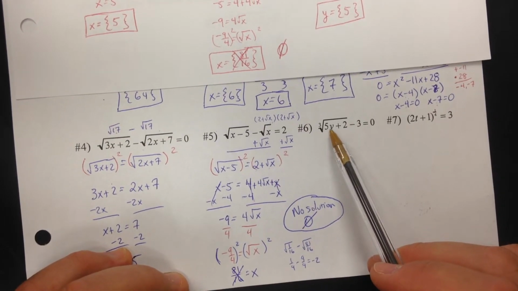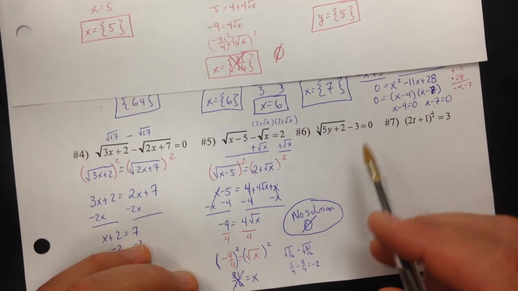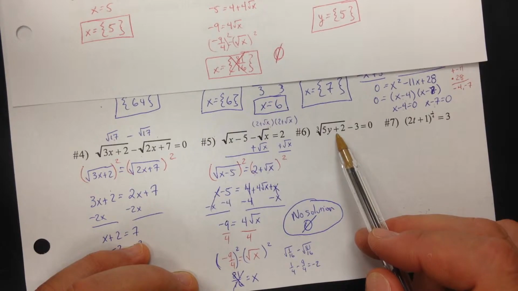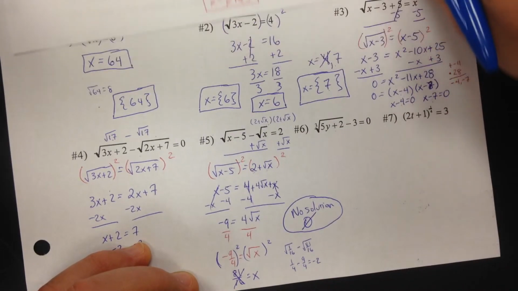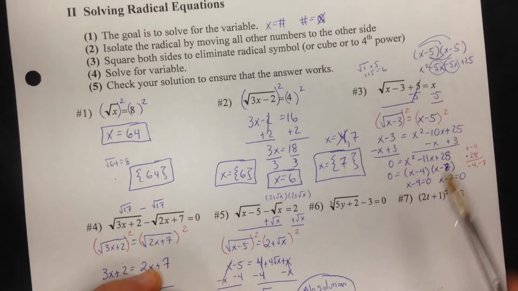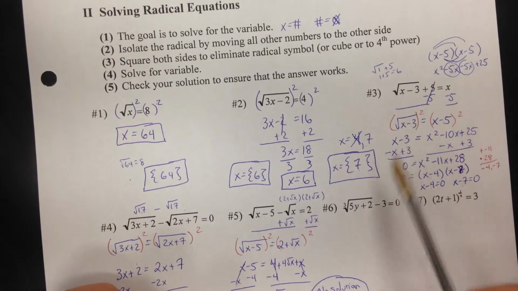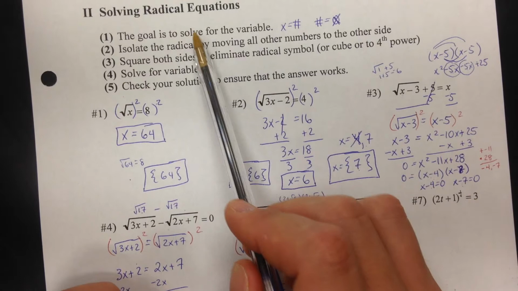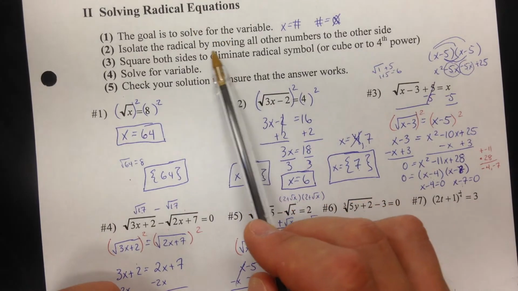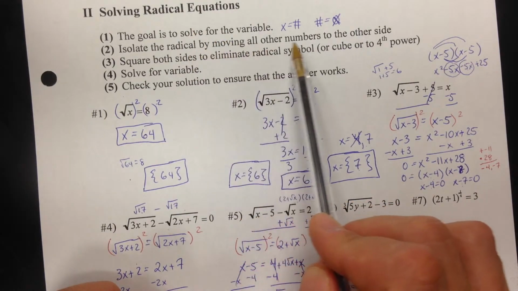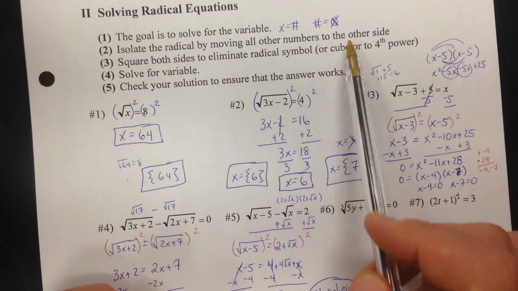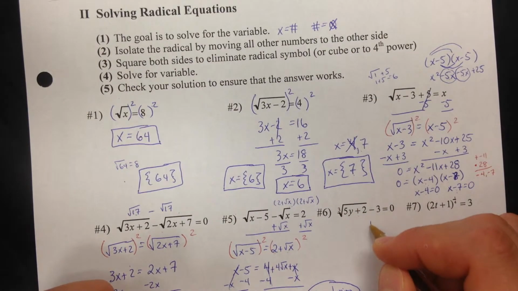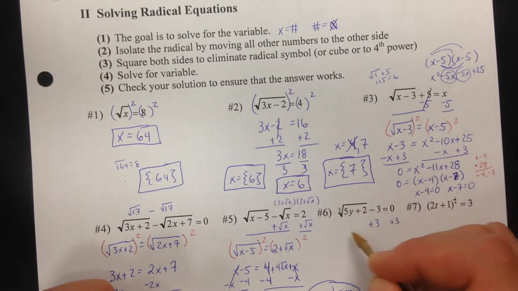Number 6, this is a cube root. Well, the first thing we want to do here is make sure that we move any numbers to the other side. Okay, so I'll go back to my checklist here. Solve for the variable, isolate the radical by moving all other numbers to the other side. So on number 6, let's go plus 3 to both sides.